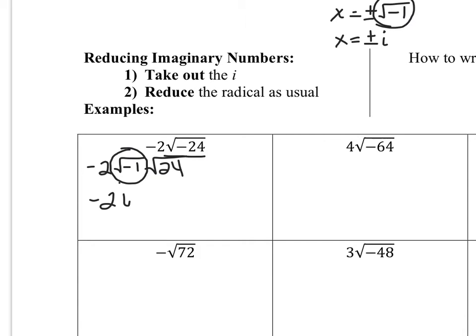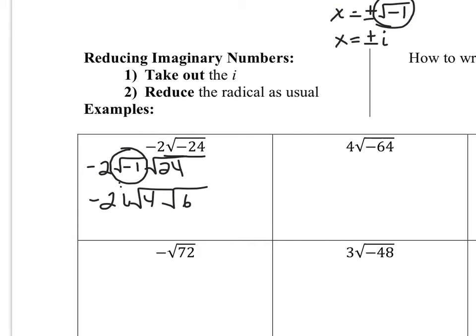Notice, this -2 stays -2. The negative under the radical here and the negative outside the radical can't connect. One's an outside, one's an inside. They don't go together, so leave them alone. And that's an i. Then I simply reduce that 24 the way I normally would.